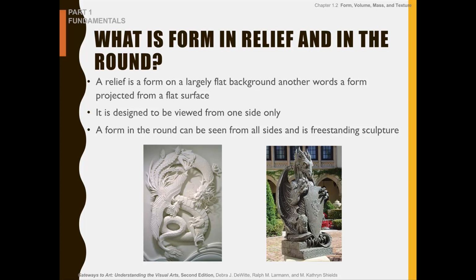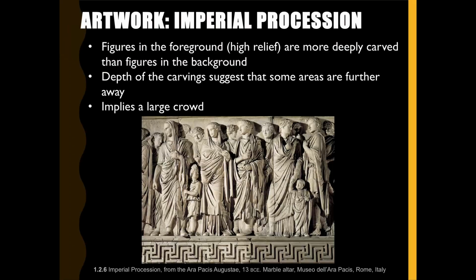Next we have a relief and an in the round. Here we have two sculptures with dragons. The one on the left is called a relief because it is a paper sculpture that is supported on a backing on a wall. The one on the right does not have to have a support from a wall. It is self-standing, and you could completely walk around it from all sides.